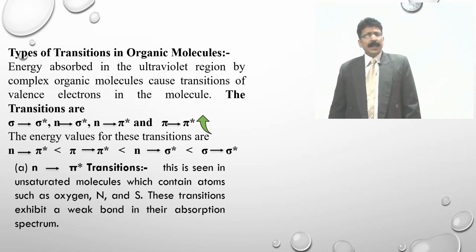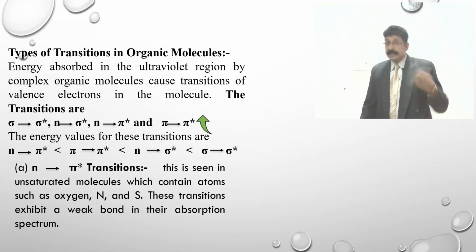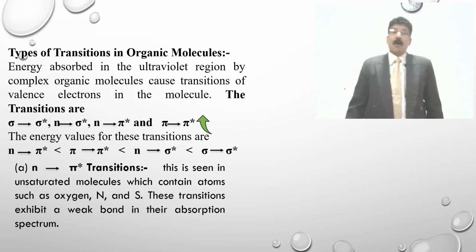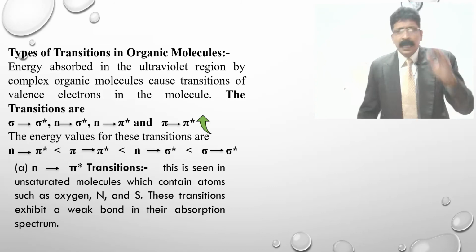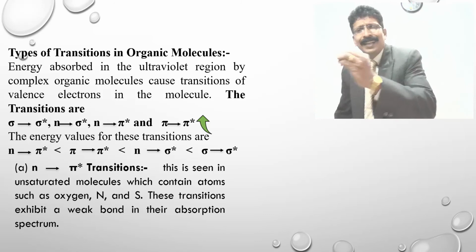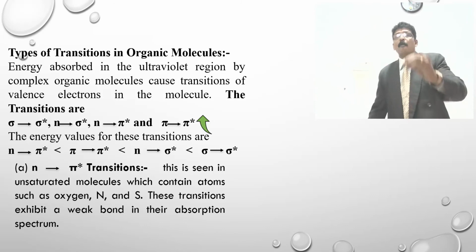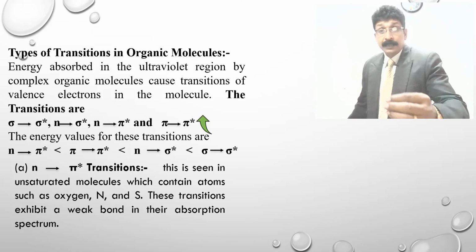So if a double bond containing compound has a substituent of oxygen, sulfur or halogen, what will happen? There will be a lone pair of electrons. So compounds which contain atoms like oxygen, nitrogen, sulfur exhibit a weak band in their absorption spectrum. So you see, it's very important for us to know about ethylene. If it has a substitution of chlorine, the absorption will be slightly different from plain ethylene. So the substituent has an influence on the light absorption of a compound.